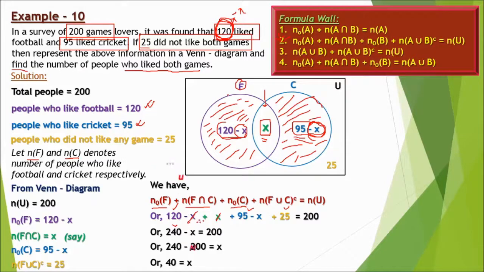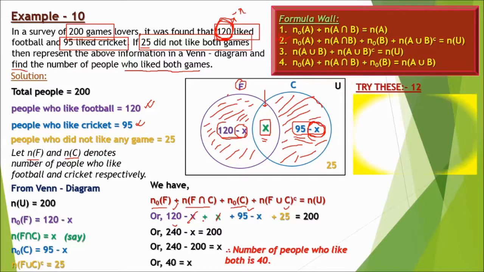Therefore, the number of people who like both sports, football and cricket, is 40. Okay, 40 people like both the sports. So this completes our solution. You will get 4 marks if you do it this way. Now there is only one question for you to practice. Do this question yourself. Try to do this question.